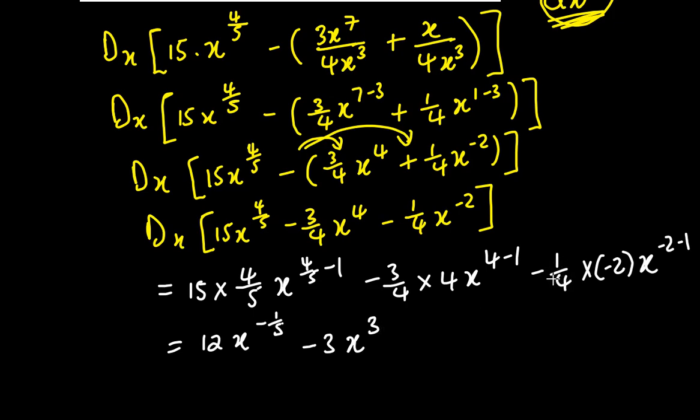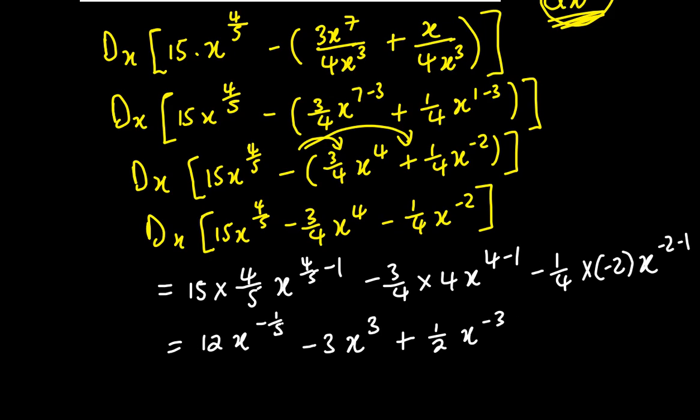Then what is negative 1 over 4 times negative 2? Well, the answer should be positive, because negative times negative is positive. Then 1 over 4 times 2 is half. Okay? It's half, and then you have x to the power of negative 3. Then you got your solution.